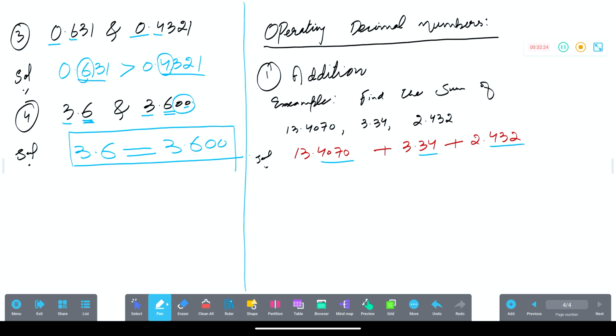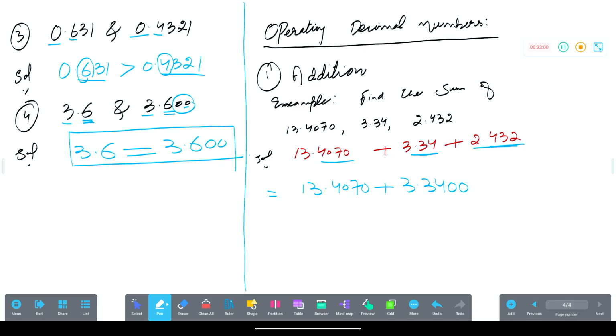Now what will you do? You will put the maximum number of digits that are in all 3 decimal numbers. That many digits you will keep after the decimal point. So 4 is the maximum. I will make 3.34 and 2.432 have their decimal part equal to 4 digits. Now next step, I am writing 13.4070 as it is plus 3 point, it already has 34, but I need to keep 4 digits. I will carry on 2 more zeros.